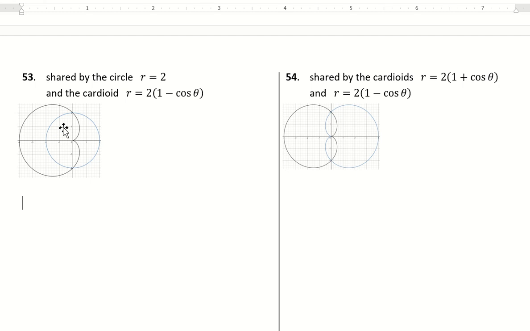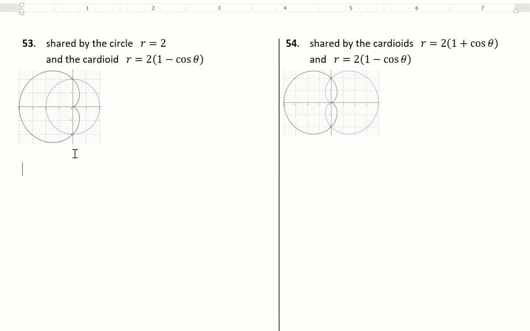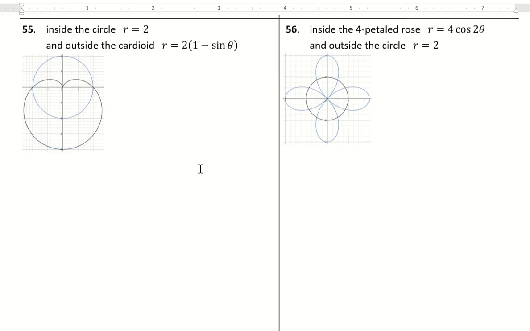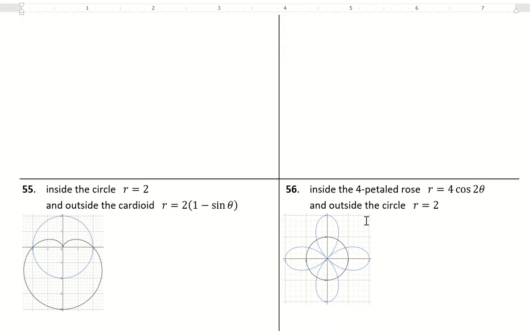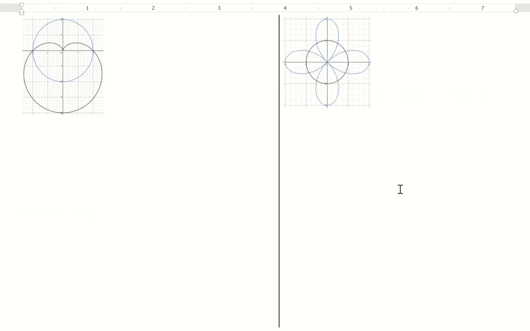Shared by the circle and the cardioid. I warned you about that. Shared by these two cardioids. So you've got to get pretty clever with 53 and 54. 55 is a little more straightforward. And 56, inside the 4-petaled rose but outside the circle. Okay, all right. That's doable.